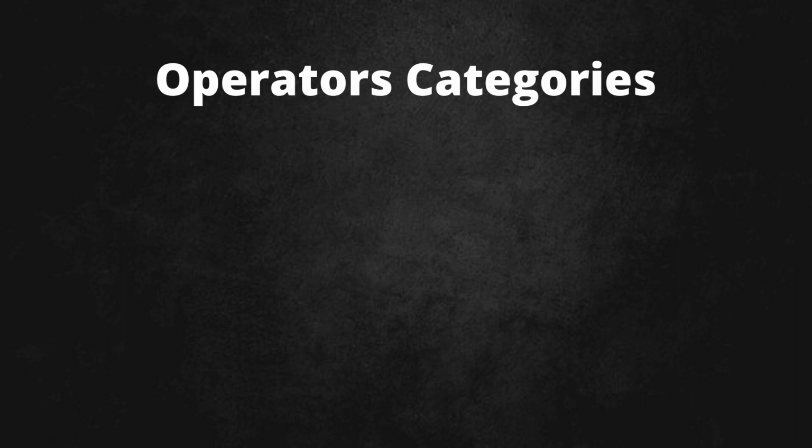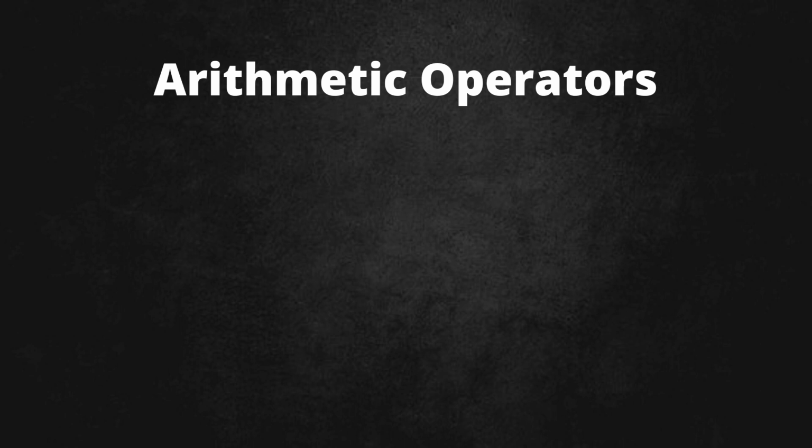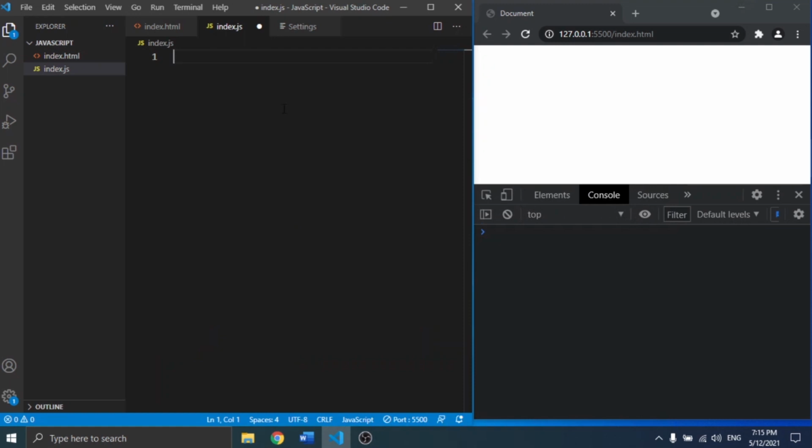JavaScript includes different categories of operators like arithmetic, logical, assignment, conditional, and comparison operators. So first I'm going to start with the arithmetic operators. Arithmetic operators are used to perform mathematical operations between numeric operands, like in the example we had before. Let's move into the practice.